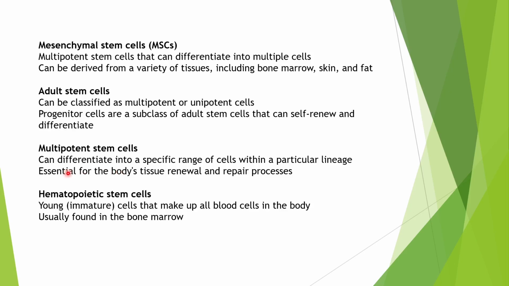Then a multipotent stem cell, as we discussed, can differentiate into a specific group of cells within a particular lineage. So it is essential for the body's tissue renewal and repair process. Your blood cells need to be renewed, right? So it's for that. Then your hematopoietic stem cell is also a multipotent stem cell, but this is one specific group, so it has the capacity to produce only your blood cells. These are young immature cells that can make up all the blood cells in the body, usually found in the bone marrow. These are your hematopoietic stem cells.